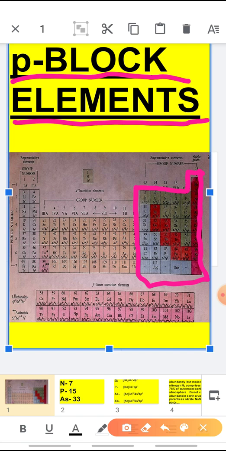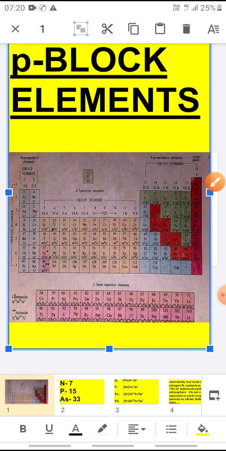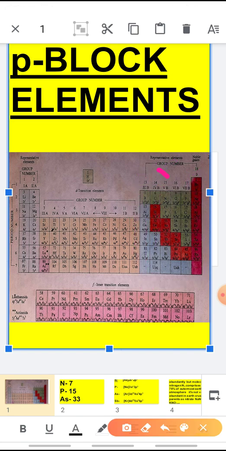It has the boron family, called the 13th group element, and the carbon family, called the 14th group element. These two we don't have to study. We have to start with the nitrogen family, that is the 15th group element. Then we have to do the oxygen family, the 16th group, then the 17th group, the fluorine family, and then the 18th group, that is the inert gases. So today I am starting with the 15th group elements.